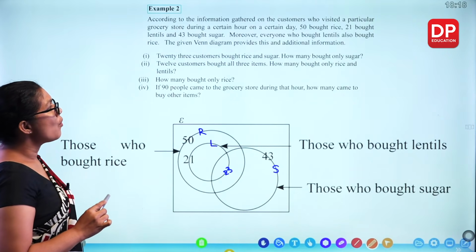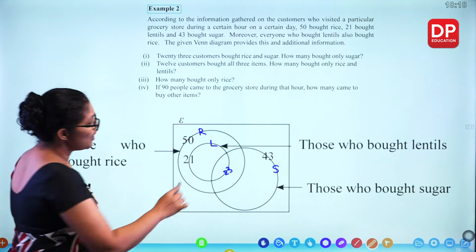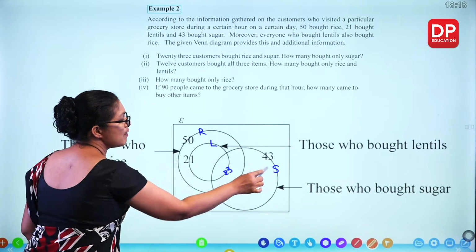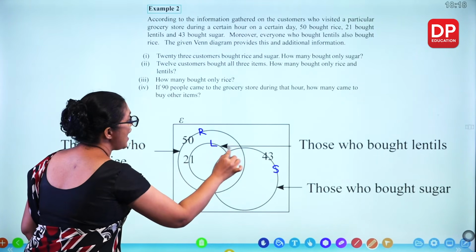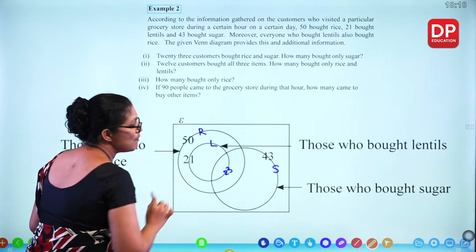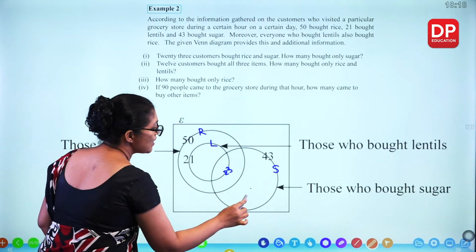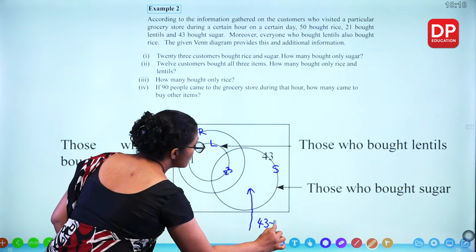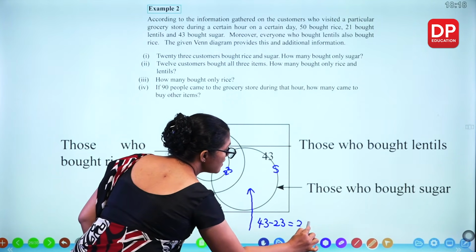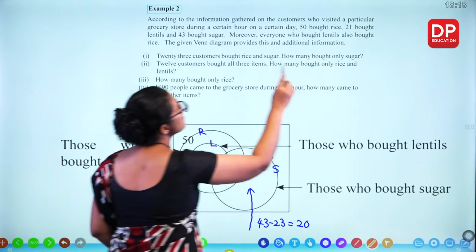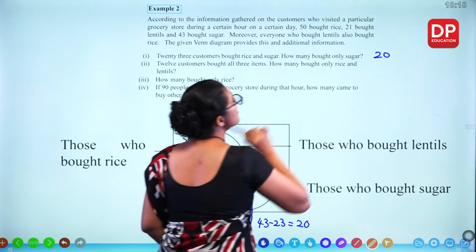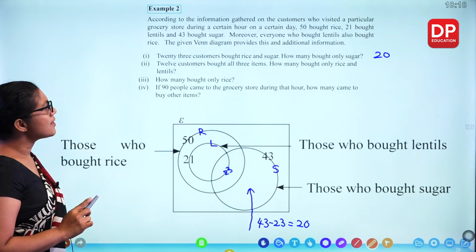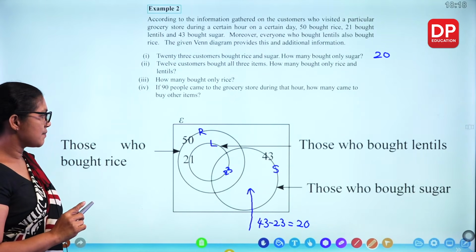How many bought only sugar? So when you take this whole circle, altogether 43 for sugar, and sugar and rice 23. So how can we find out this number? This part is 43 minus 23. Answer is 20. So what's the first question? Answer is 20.